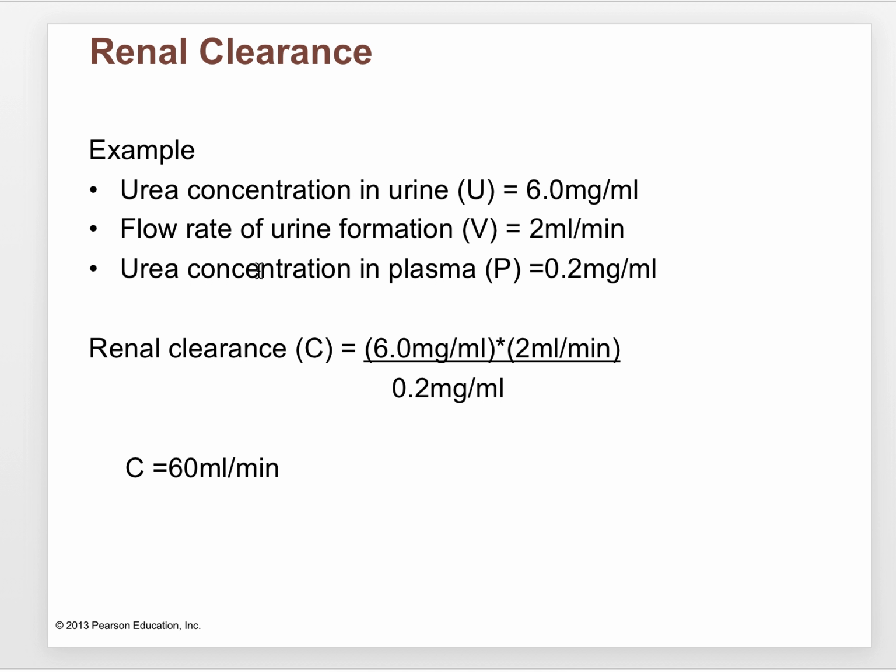Here's an example of urea. Urea is a product of protein degradation. It's a waste product. It's a major component of urine. If the urea concentration in urine is 6 milligrams per milliliter, the flow rate of urine formation is 2 milliliters per minute, and the concentration of urea in plasma is 0.2 milligrams per milliliter, plug that into the equation, and the renal clearance of urea turns out to be 60 milliliters per minute. That means the kidney is clearing 60 milliliters of plasma of urea per minute.